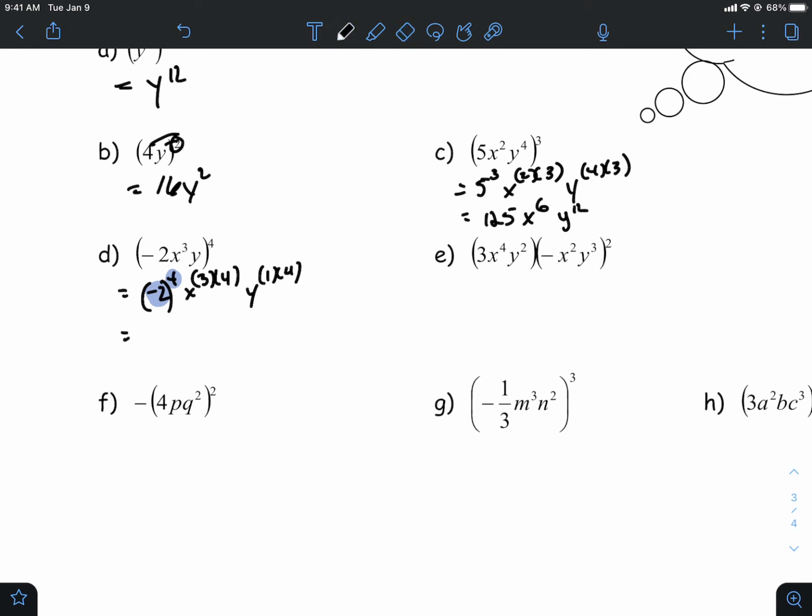Negative 2 to the power of 4, did we decide what that answer is? Negative 2 times negative 2 would be 4, times negative 2 would be negative 8, times negative 2 would be positive 16. And then x to the power of 7, y to the power of 4.